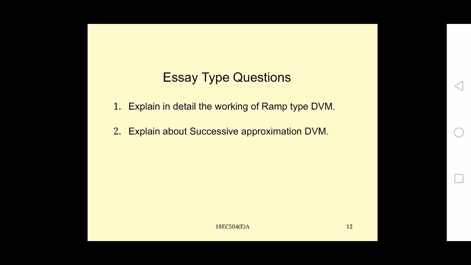And the essay type questions are: explain in detail the working of ramp type digital voltmeter. Similarly, explain about the successive approximation type digital voltmeter. So you have to draw the block diagram neatly, then explain the principle of operation and working of these two. If possible, you can write the advantages as well as disadvantages of these DVMs. You can note down these questions. This comes under the essay type questions.